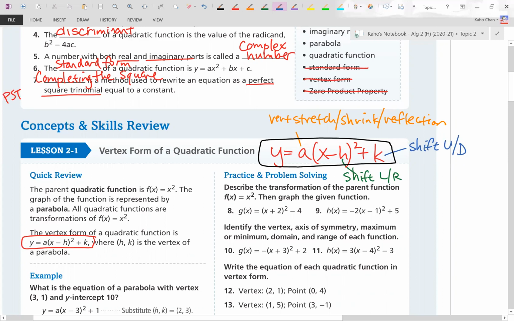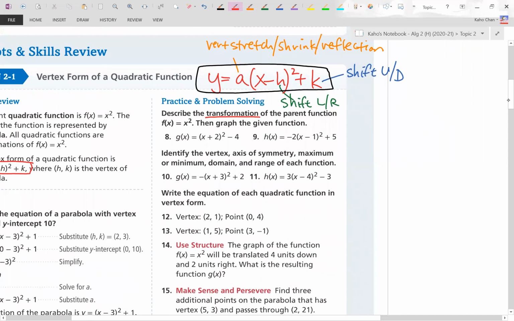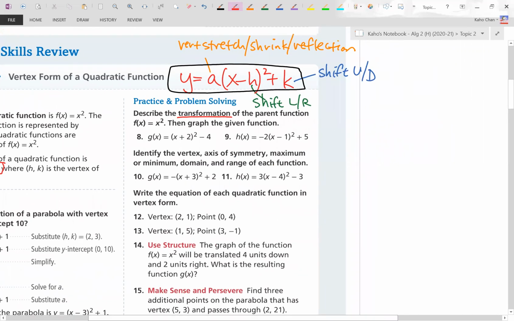Okay. Let's take a look at number 8 and describe the transformation. This should be all reviewed from Algebra 1. If you have any questions, please ask me. I don't mind helping out. What is the parent graph? Aha, x squared. That is my parent graph. We all know what that looks like. It's a parabola, a U-shaped graph that opens up with 5 major dots: 0, 0, 1, 1, and 2, 4.